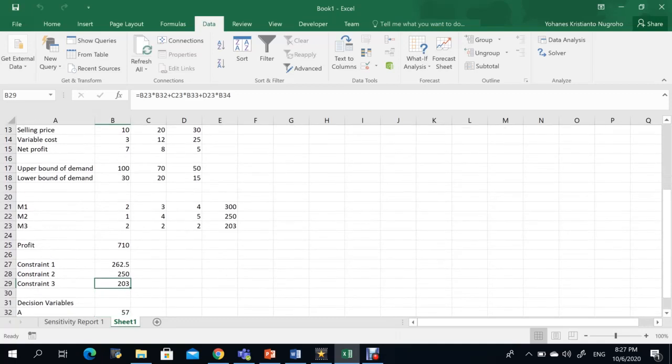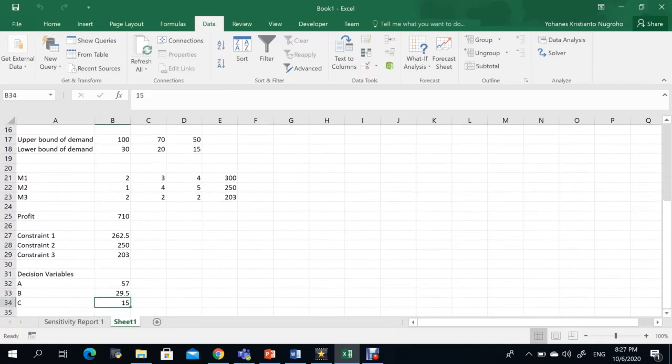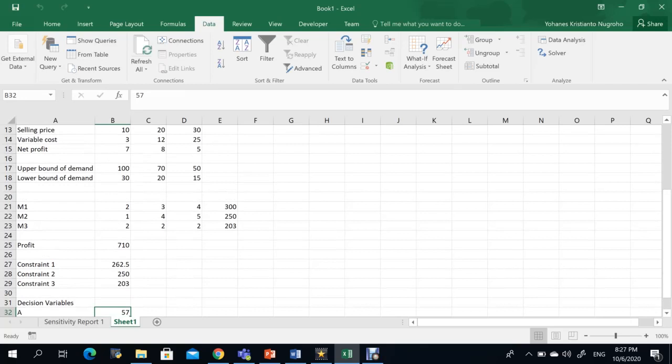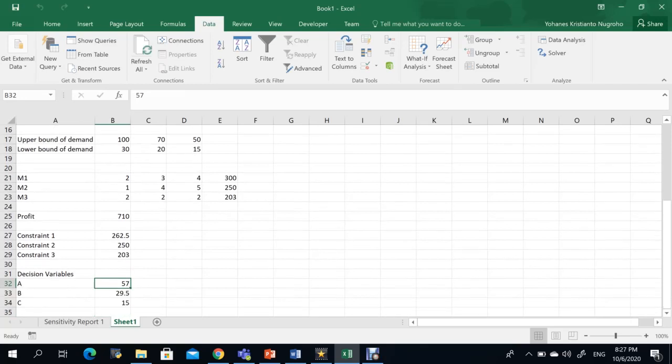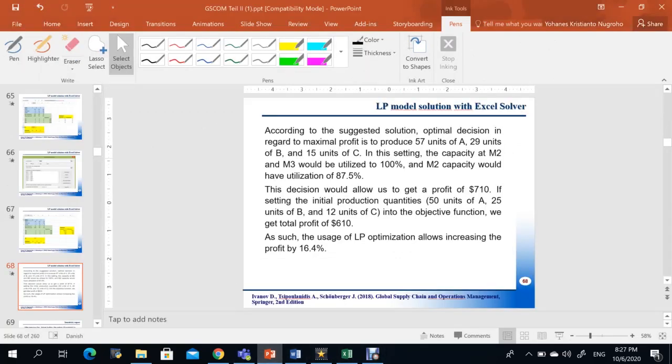So C at 15, that is the lower bound, and 57 for A is still within the range. For B we have 29.5. Alright, so machine 3 should be utilized 100%. M2 would have utilization of 87.5.